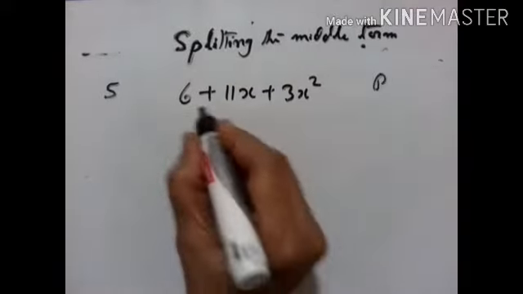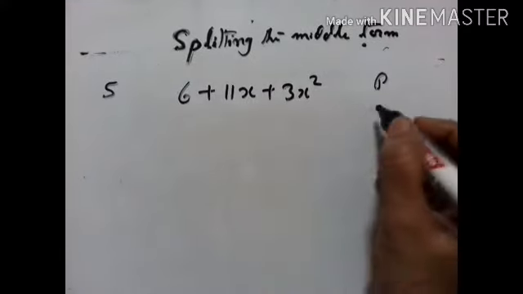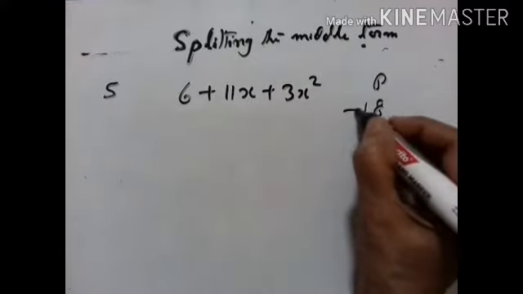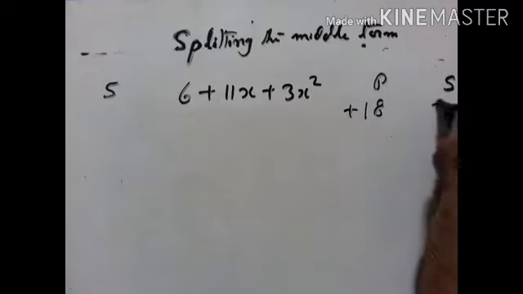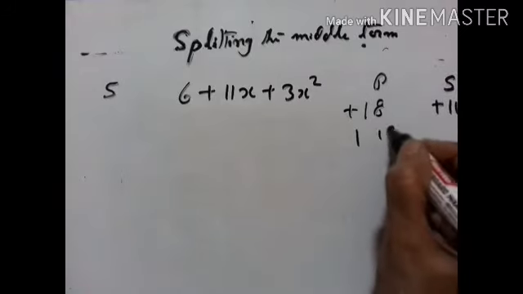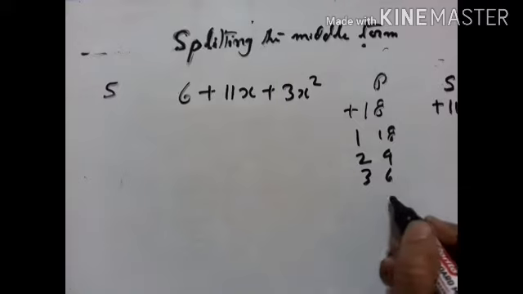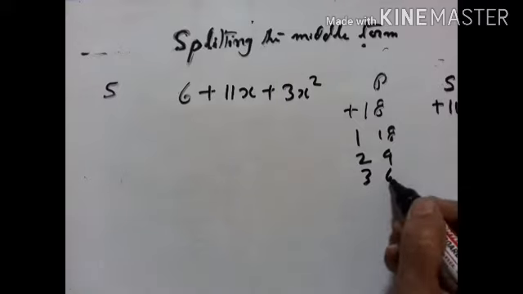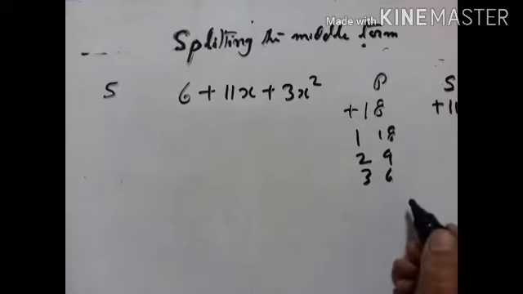Here the product is equal to what? Plus 6 into plus 3, plus 18. And the sum is equal to plus 11. 1 into 18, 2 into 9. 4 is not a factor. 5 is not a factor. 6 is already written. So let us stop it here.